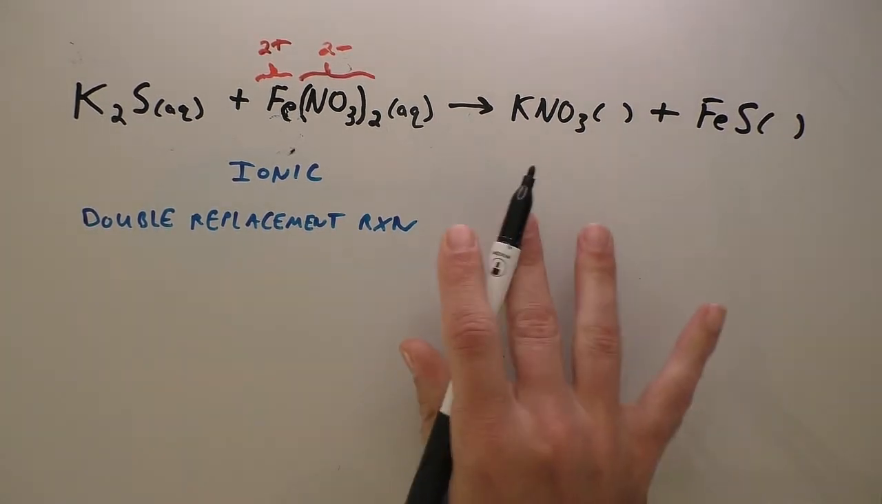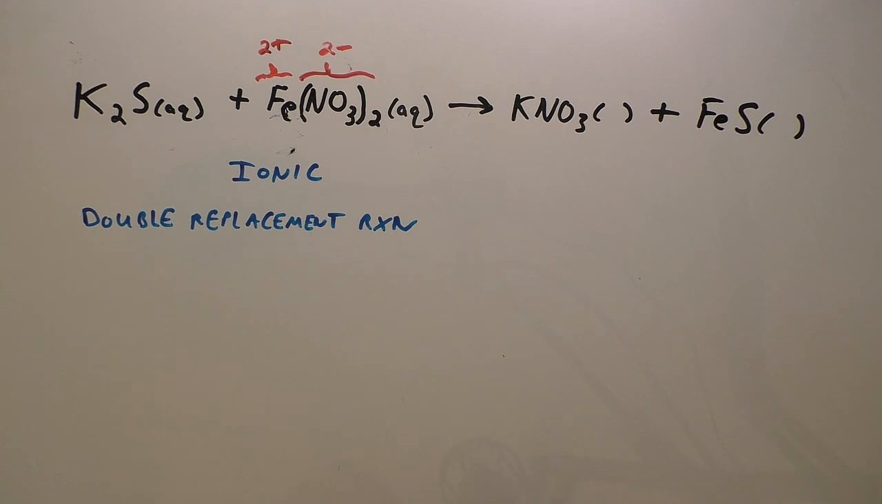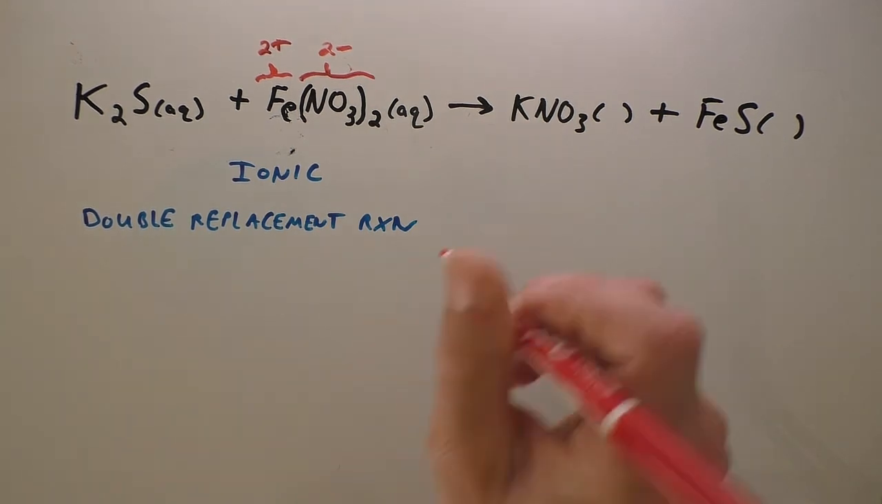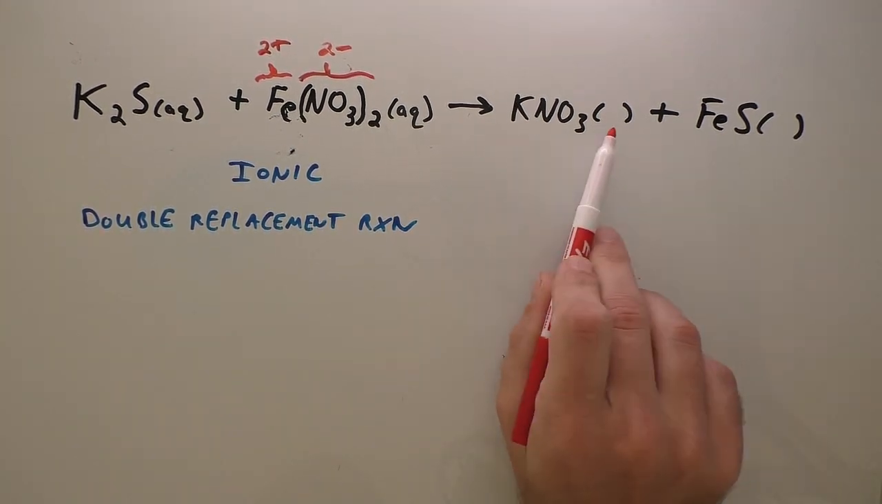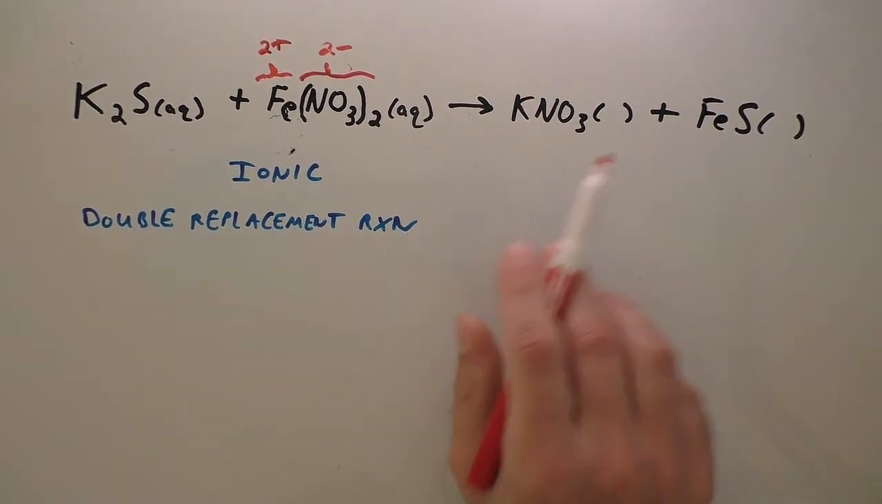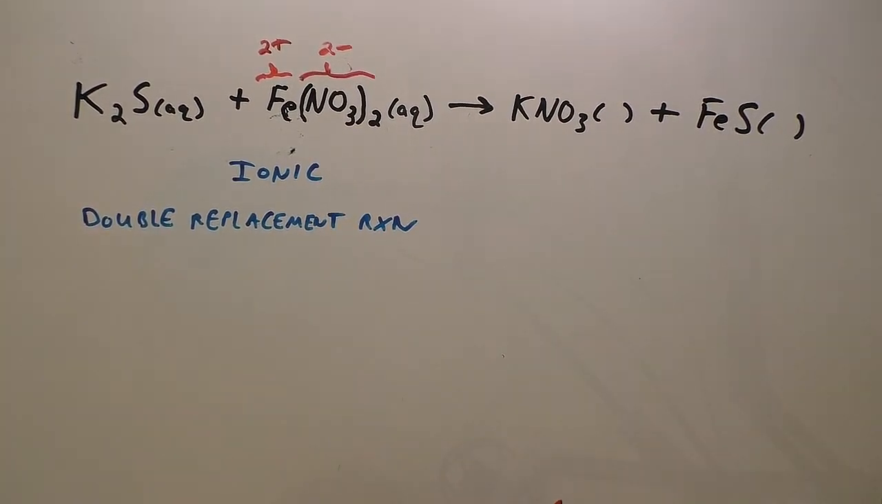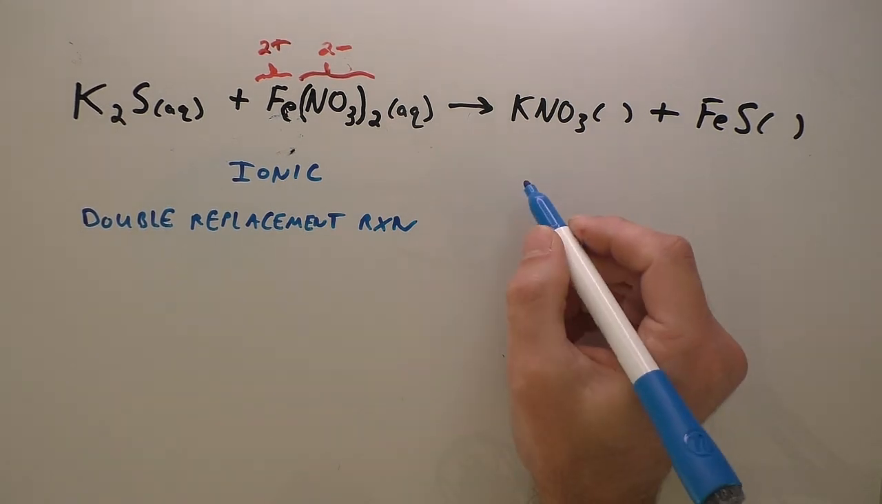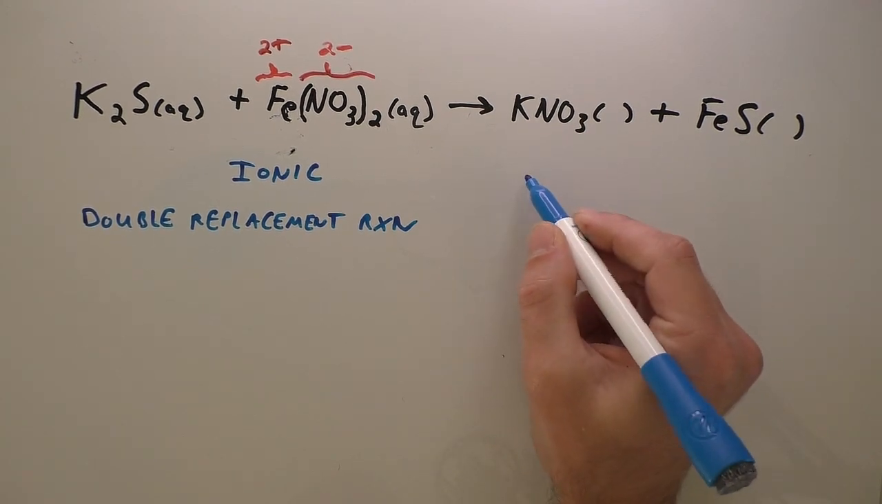Okay, so we have the formula for our products written out. Now we have to figure out these guys. We have to figure out what state of matter they're in, whether they're going to be solid or whether they're going to be aqueous. And the way that we do that is by referring to the solubility rules. I'll go ahead and write that out.